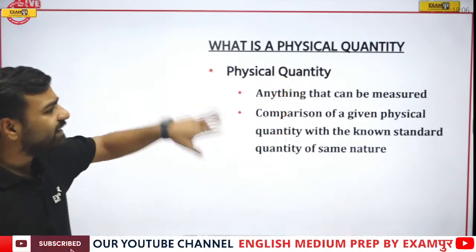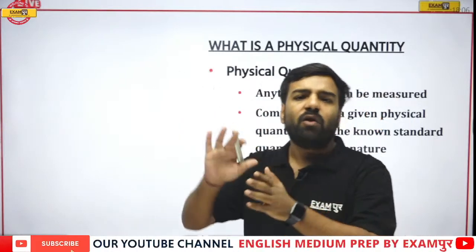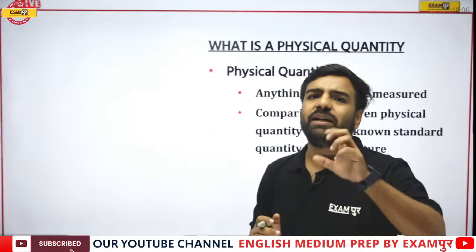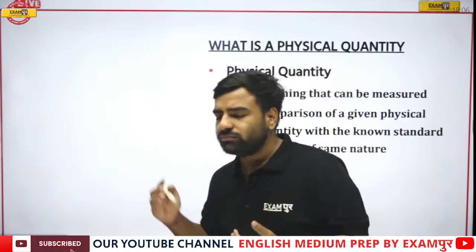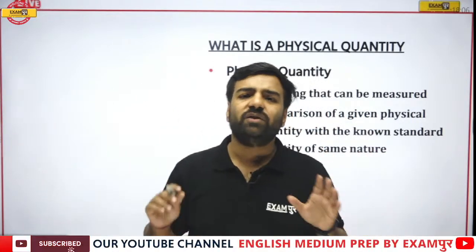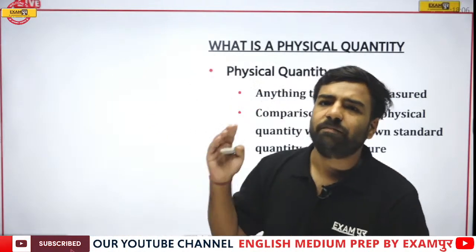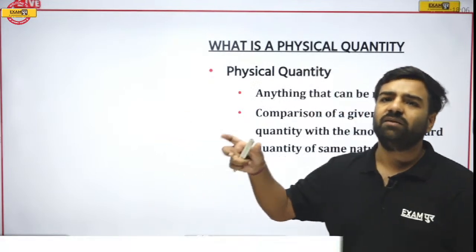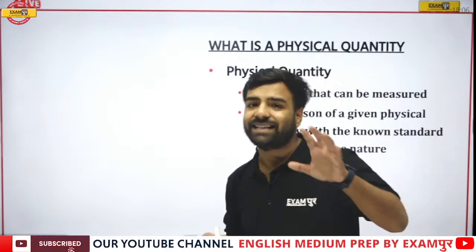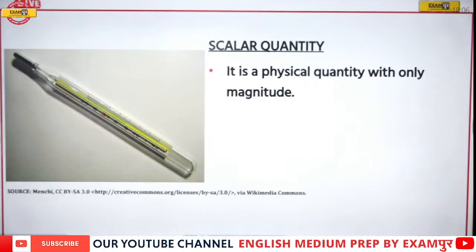What is this physical quantity exactly? It is anything that can be measured. Now what can be its example? You can talk about anything. For example, we can talk about kilogram, we can talk about meter, that is, any quantity which can actually be measured. So it is the comparison of a given physical quantity with a known standard quantity of the same nature. Now, let's have an example.